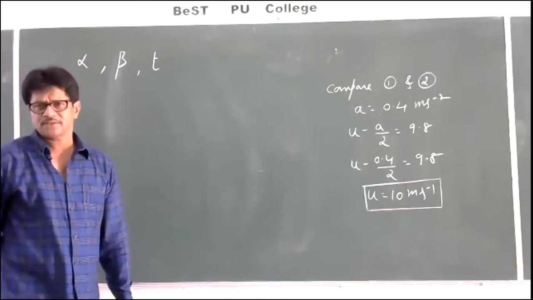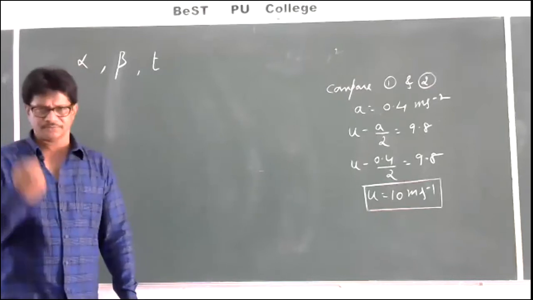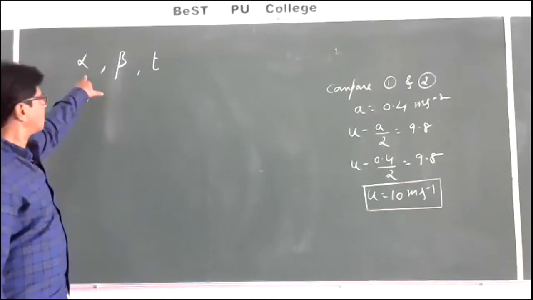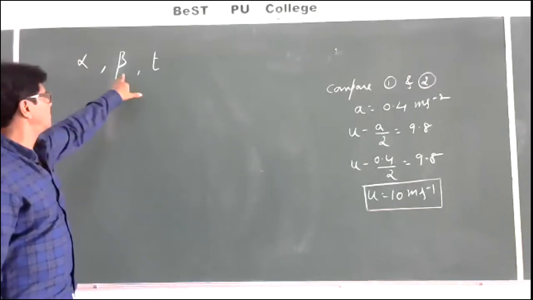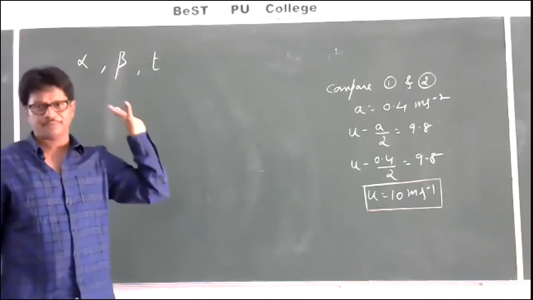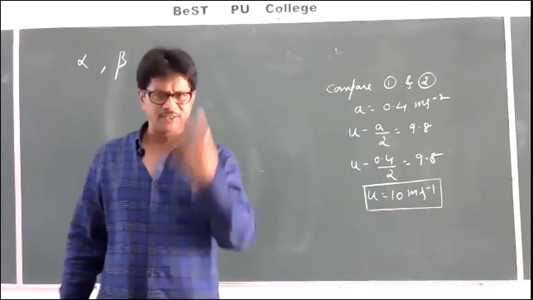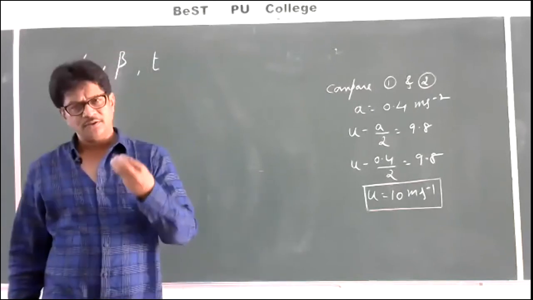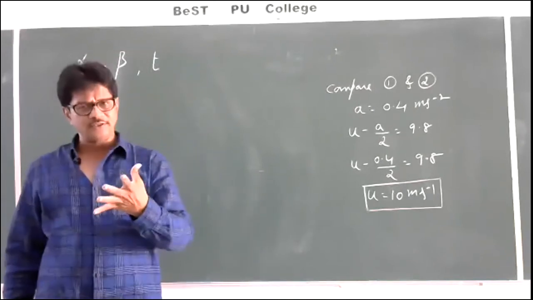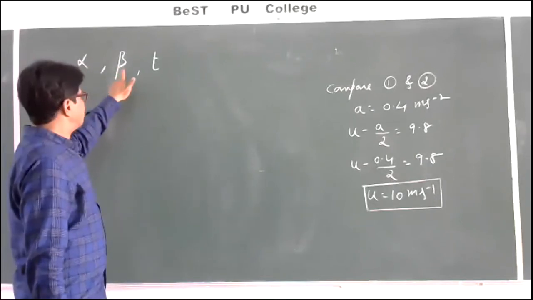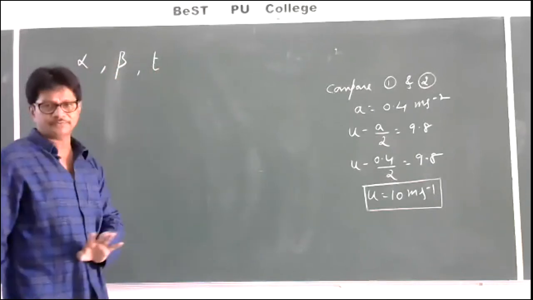So that means in the problem he will give only the alpha value, beta value and t value. Then he will ask us to find different things. So we are going to find those different things in terms of only alpha, beta and t.